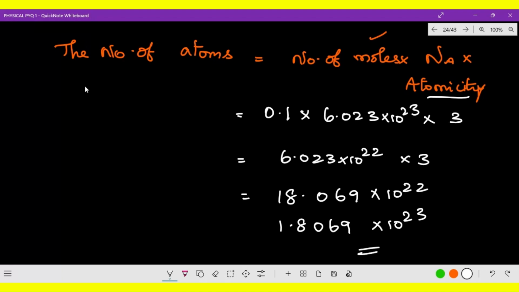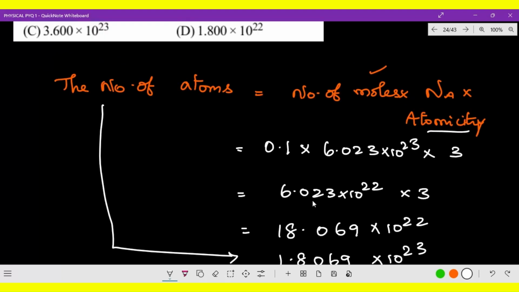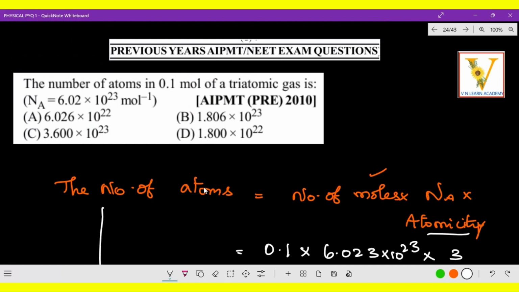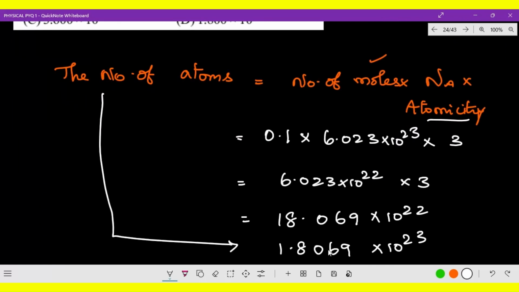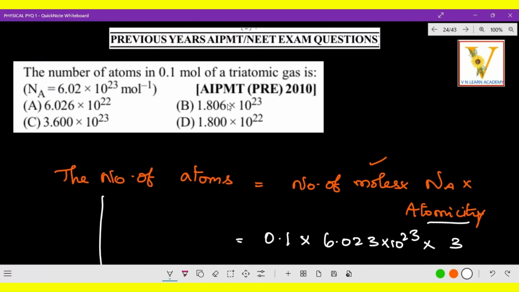Yes. So the number of atoms present in 0.1 mole of triatomic gas, which is the correct option? 1.8069 into 10 to the power of 23. So option B is the correct option. Simple, an easy way to identify. Triatomic gas, indirectly they have given the atomicity, the number of atoms present in the molecule, that is called atomicity. Come on, let's go to the next question.